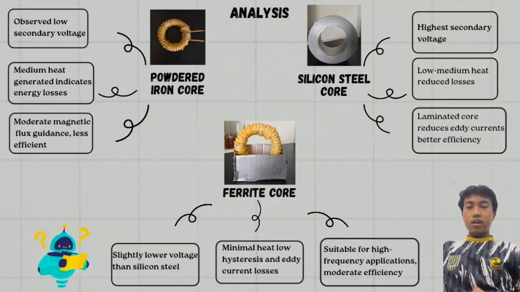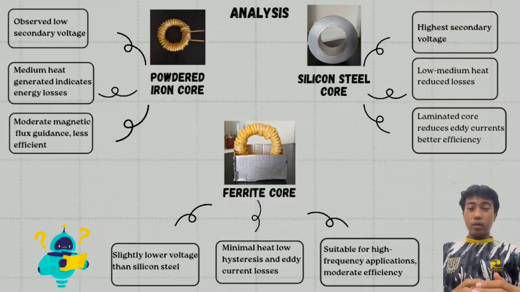Next, the silicon steel core. The silicon steel core has the highest secondary voltage among the three. It generates low to medium heat, meaning energy losses are reduced. Because it is laminated, eddy current losses are minimized, making it the most efficient core in this comparison. This makes silicon steel ideal for power transformer and low frequency application.